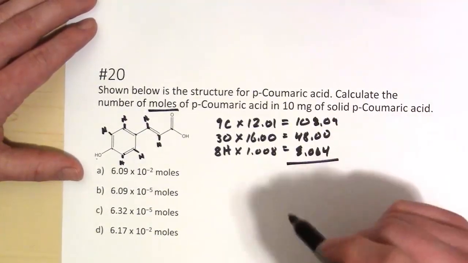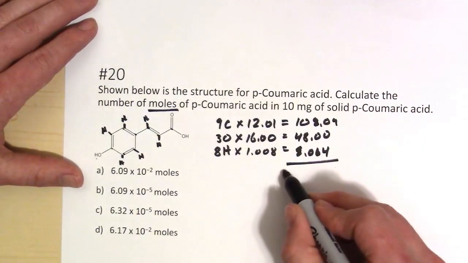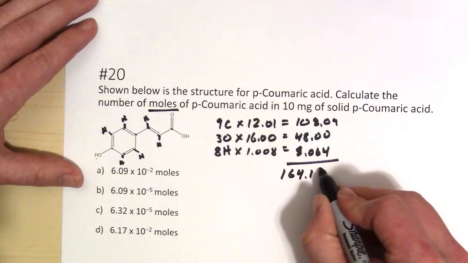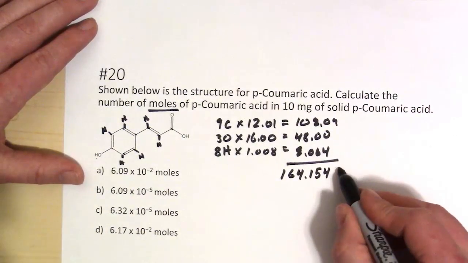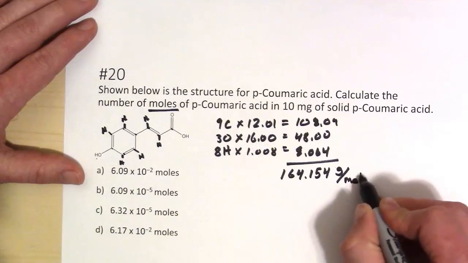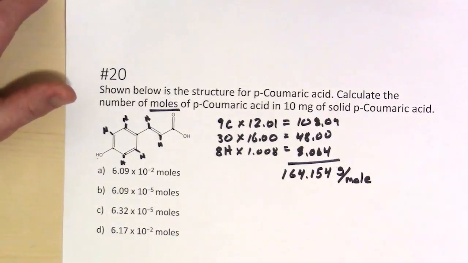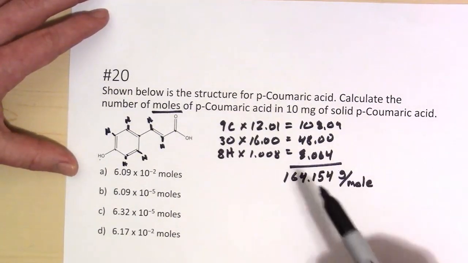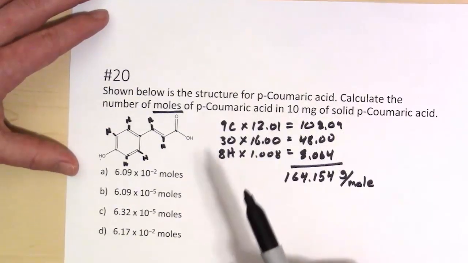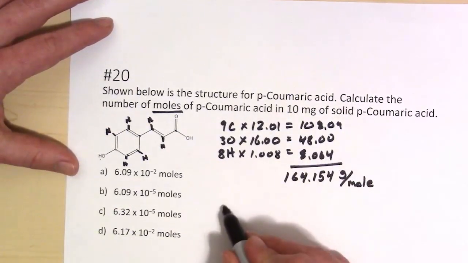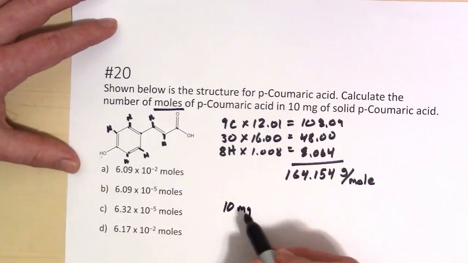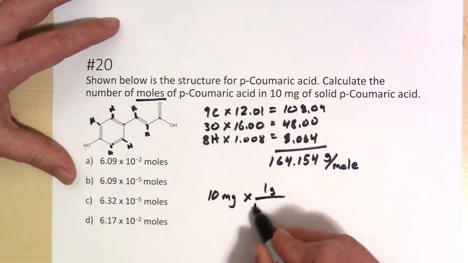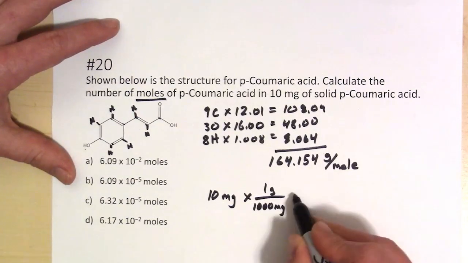So when we add each of those together, we get a total of 164.154, and that's going to be grams per mole. So we have grams per mole. We need to calculate how many moles a 10 milligram sample of this material is. So we're given it in milligrams, so we'll want to convert milligrams to grams. So we can use the conversion factor: 1 gram is equal to 1,000 milligrams.